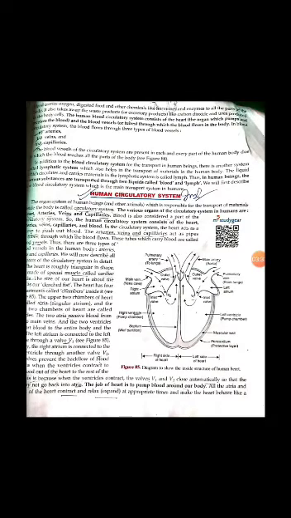So here you can see the diagram of the human circulatory system, how the blood circulates in the heart and helps in transportation of the different materials. So the various organs of the circulatory system are heart, arteries, veins, capillaries.